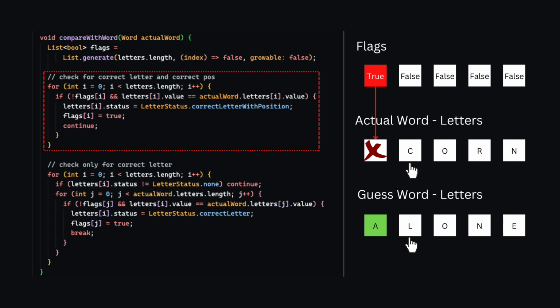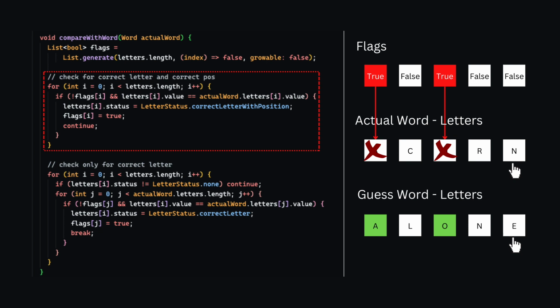Next, it will check if C and L both match. No. It will now check if the O from the guess word and the O from the actual word match. Yes, they do. So it will set the status of the O from the guess word to correct letter with position and mark the flag of index 2 to true. R and N don't match. Similarly, R and D don't match.